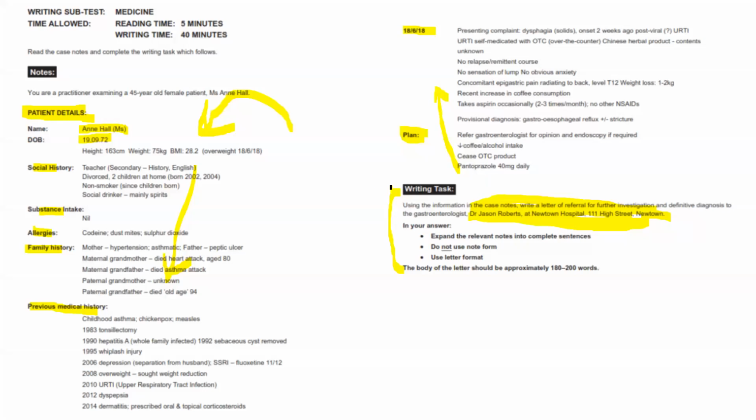So again, first of all, read the writing task. Then read the patient details. Then read the plan or the last visit. Then start reading after the patient details, starting from social history to the last visit.